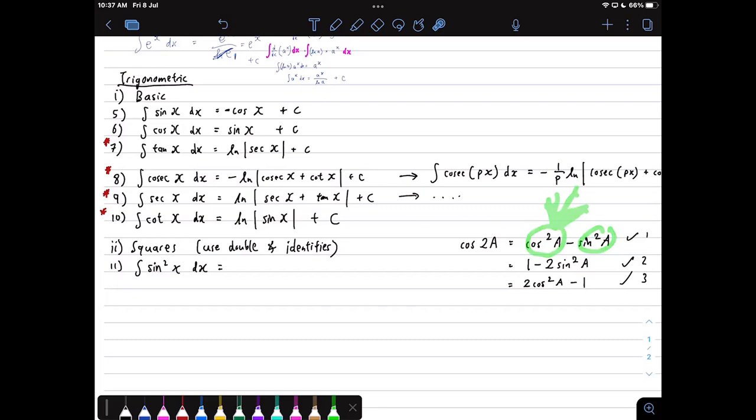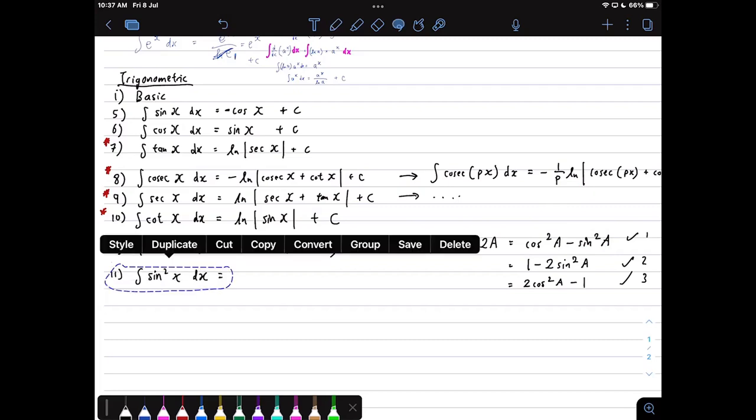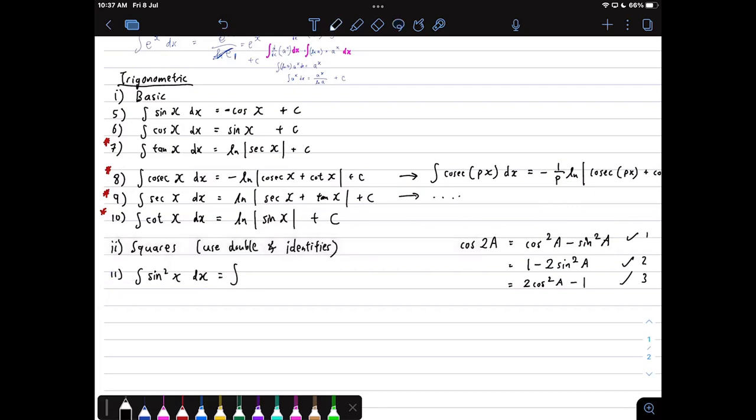But if you use formula number 2, when you make sine square the subject, you'll end up with the integral of sine square x dx. Sine square x is actually 1 minus cosine of 2x over 2. Here we are using x, but of course it's the same if you change it to a, or you replace the a with a 2x. Can? Good. So that is the integral.